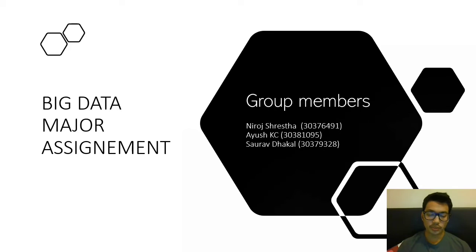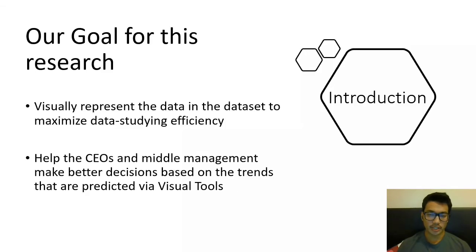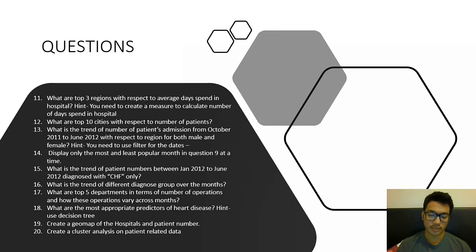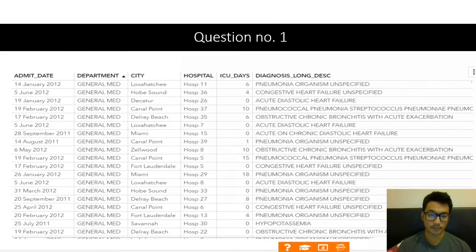So in our presentation, we have decided to use a huge variety of visual aids to help our CEOs and middle management make better decisions based on trends. Trends that are a whole lot easier to predict by the use of our state-of-the-art visual representations. We have aimed to solve and answer these 20 questions in our representations with the help of visual aids, which helps us better grasp the general scale of the dataset that has been provided.